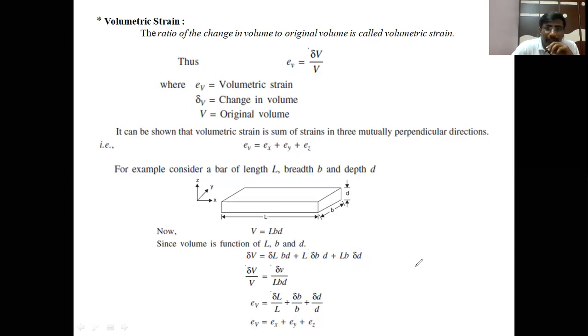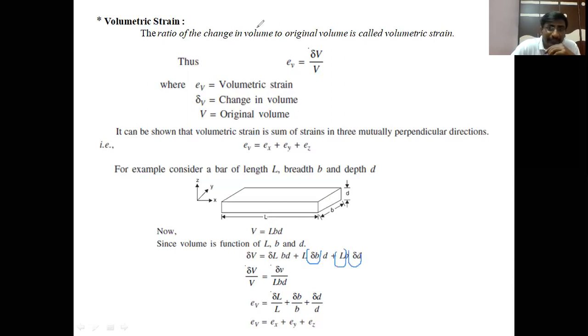This is the UV method. UV method means U dash V plus V dash U, like that. Differentiating L, B, D, we get delta V is equal to BD into delta L, plus LD into delta B, plus LB into delta D.